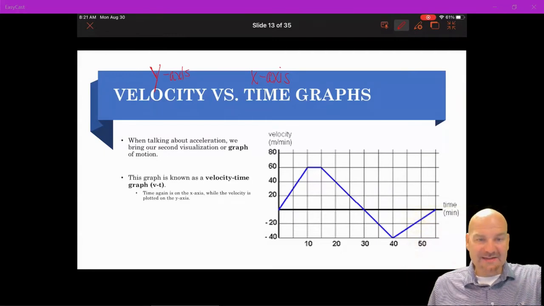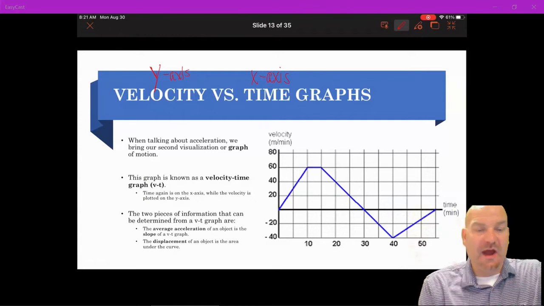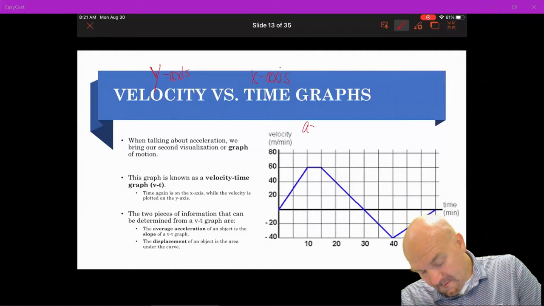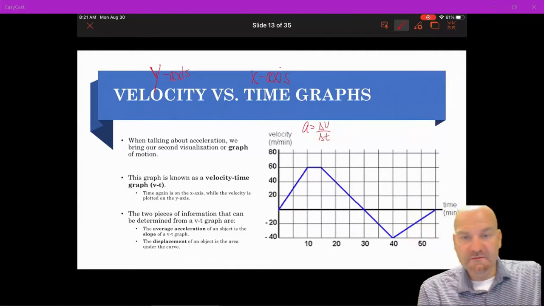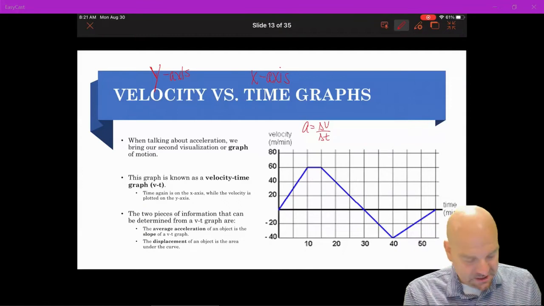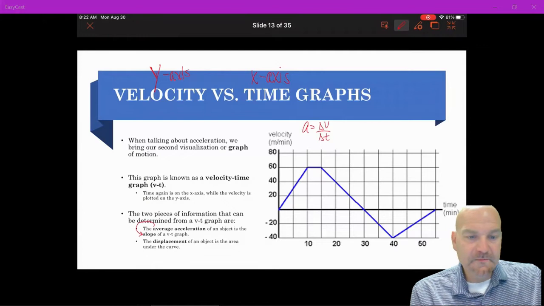We know this graph is a velocity versus time graph, or a VT graph. Now, again, I mentioned in the beginning of the video, time again will be on the x-axis, while velocity will now be plotted on the y-axis. Two pieces of information that you can get from this graph. Okay, again, if you think about the acceleration equation, delta v over delta t, well, that looks like a slope. Well, guess what? Acceleration, or average acceleration, is the slope of a VT graph.